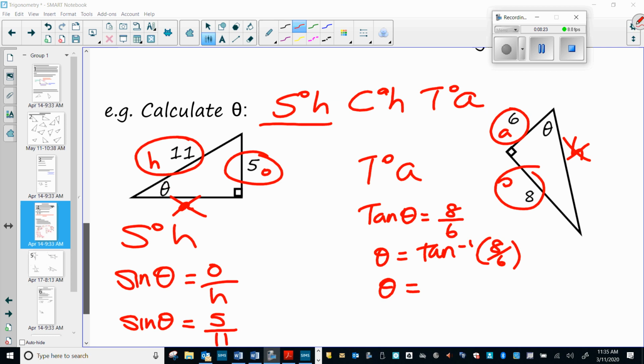Alright, so hopefully you established that you have the O and the A, so that it was tan, TOA. So you should have written that tan theta is equal to 8 over 6, and theta was tan to the minus 1 of 8 over 6, which is 53.1 degrees. Everyone get that?